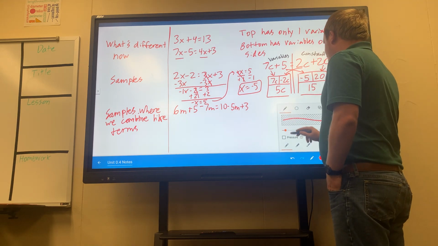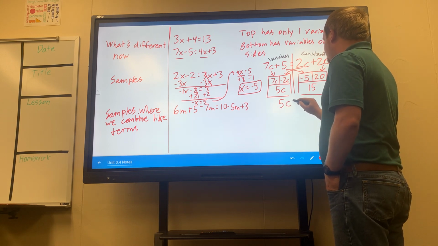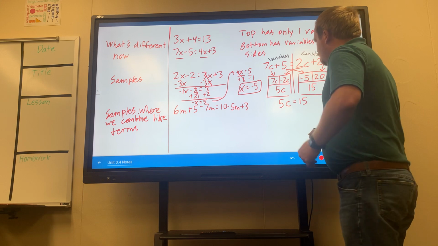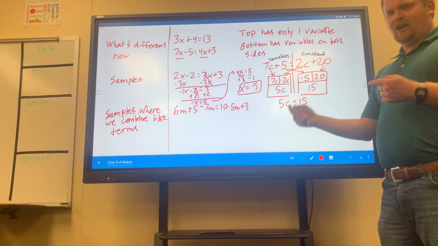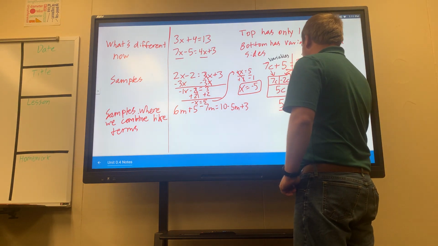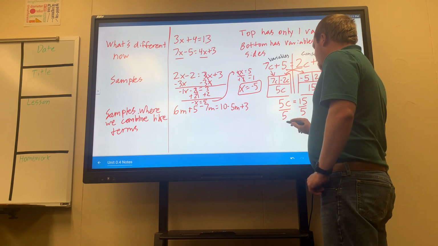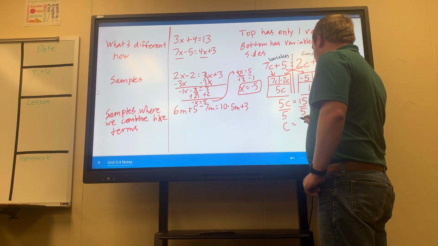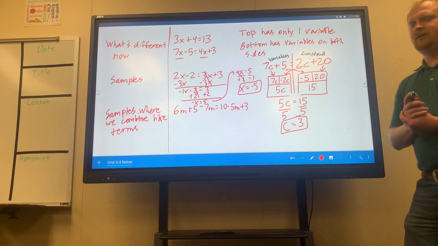So now all I got to do is set them equal to each other. Now I got 5 times c, and the inverse operation for multiplication is dividing. So I divide by 5 on both sides, and I get c equals 3.